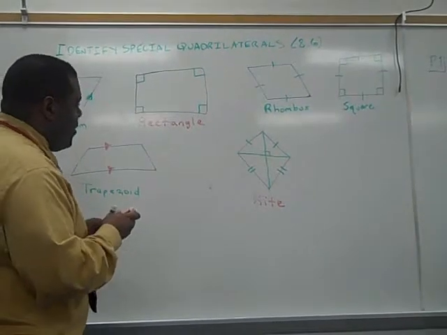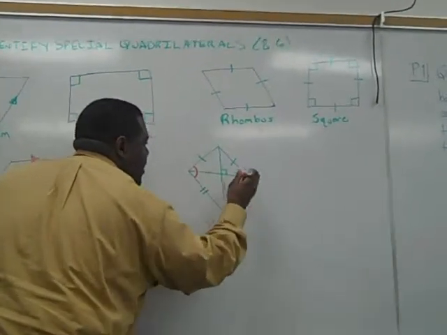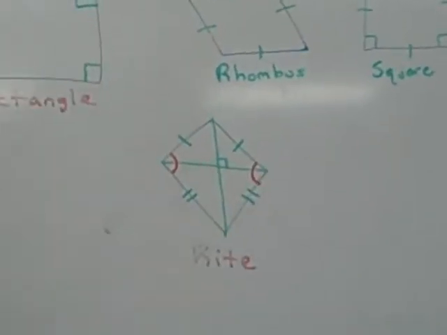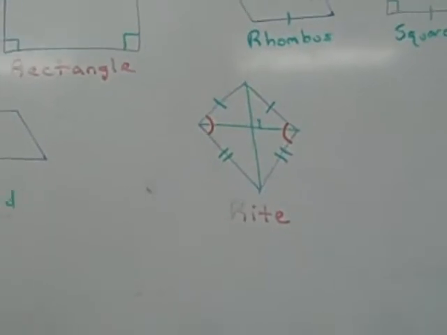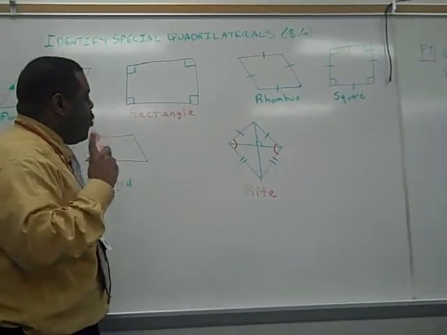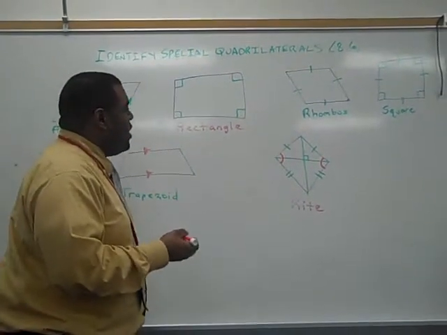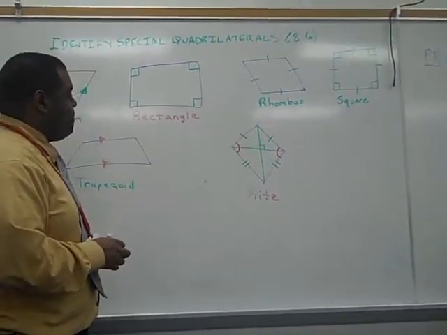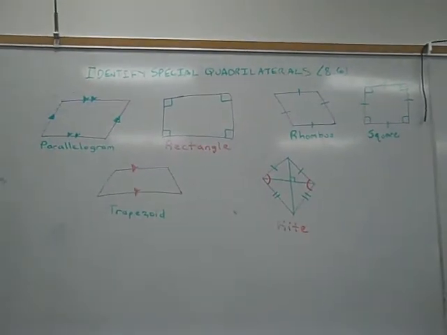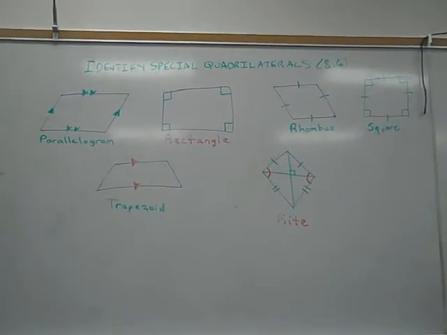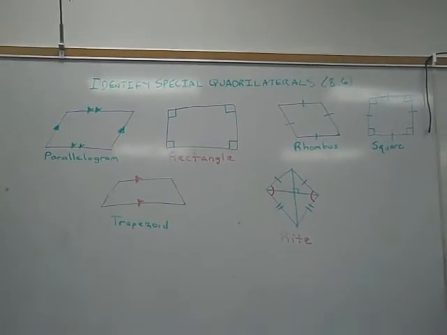And also remember that this angle, which is here, and this angle, which is here, are congruent. But this angle and this angle are not congruent. So you only have one pair of opposite angles that are congruent in a kite, and the other pair is not congruent. So we're going to use these pictures, our names of quadrilaterals here, to help us answer questions coming up. I'll give you a moment to look at that, and we'll move to the next question.